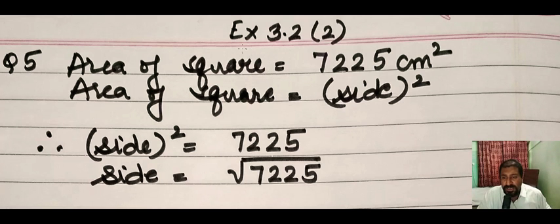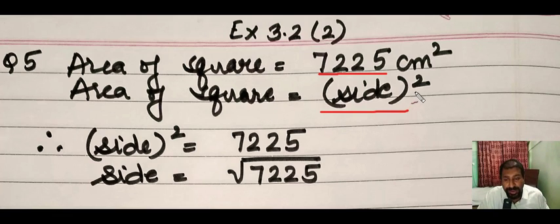So students, now let us start with our exercise 3.2, where some of the remaining questions we will discuss, and then we will conclude with this exercise 3.2. Here in question number 5, it says that the area of the square, which they had given, equals 7,225 centimeter square.